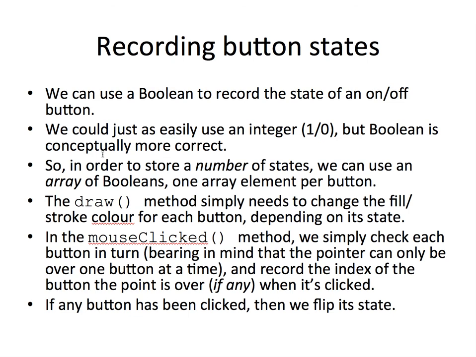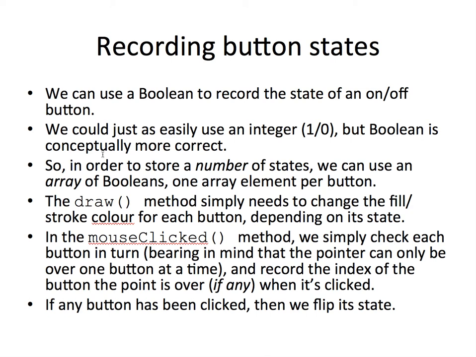Given that each button is either on or off, we use a Boolean variable to record each button's state. We could use an integer 1 or 0, but a Boolean is more conceptually correct because it's true or false. So to store a bunch of states, we use an array of Booleans, one element per button. In this way, all the draw function needs to do is check the state of each button and draw it in the appropriate color, nothing else. There's no other processing to be done. Remember, the draw function should be as lightweight as possible.